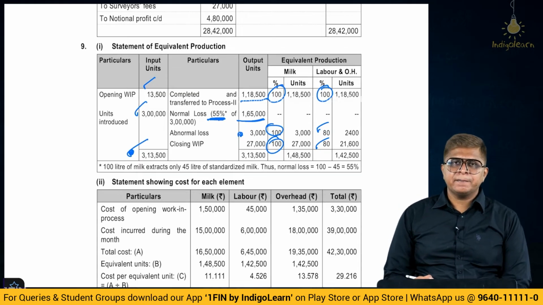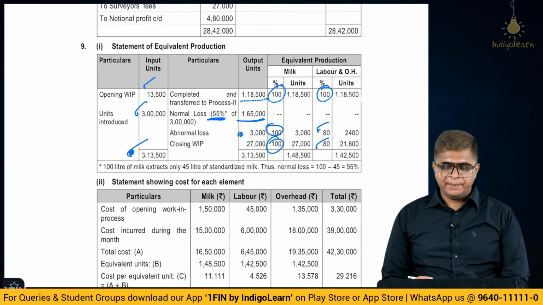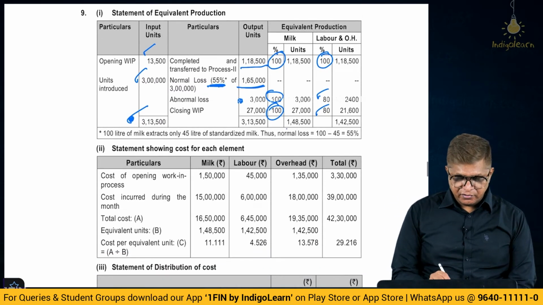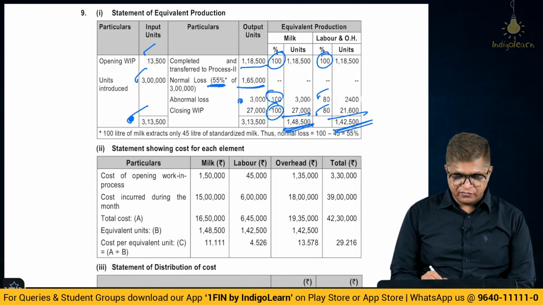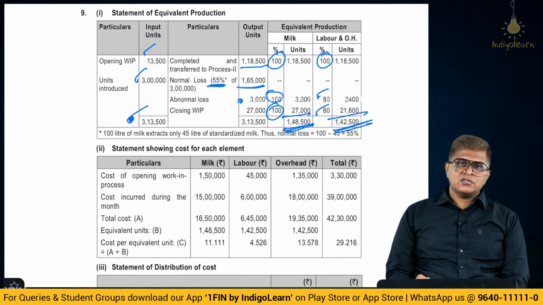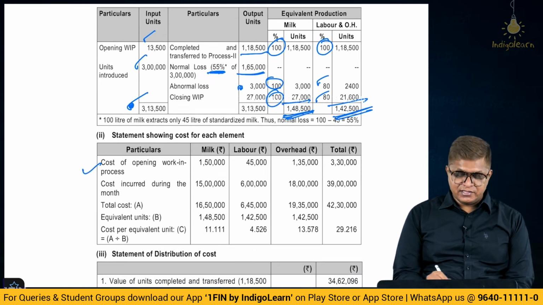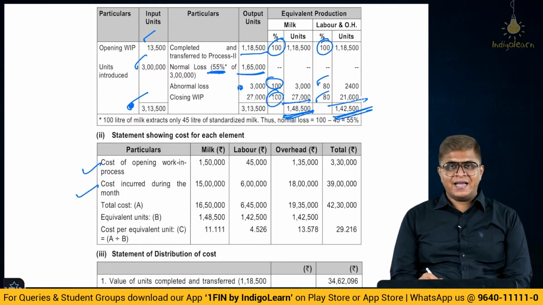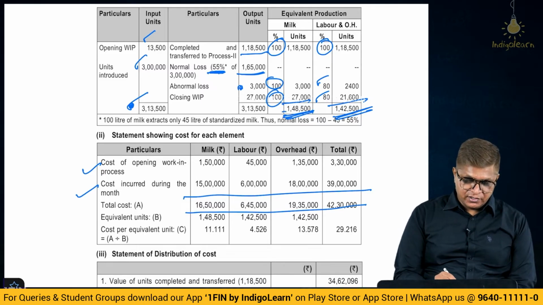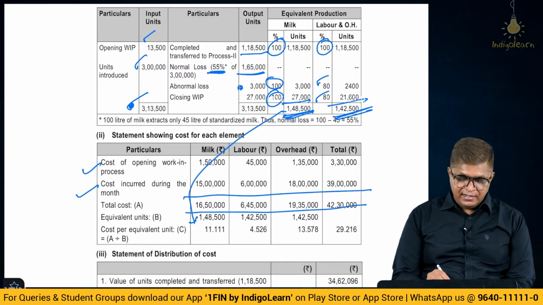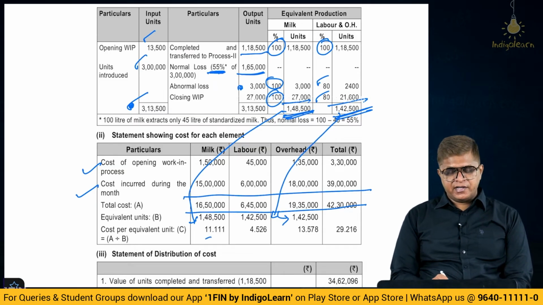Why dash? Blank. Because the cost of normal loss has to be absorbed by the good units. That is why we are keeping it blank. So we get the number of equivalent units for milk as 1,48,500 and for labor and overheads as 1,42,500. Now based on this, we can calculate the cost. So the cost of opening WIP, whatever they have given in the question, as it is we have written. Cost incurred during the period, as it is we have written. If we add, we get the total cost. We have the equivalent number of units, 1,48,500 for material and 1,42,500 for labor and overheads. We get the cost per equivalent unit.